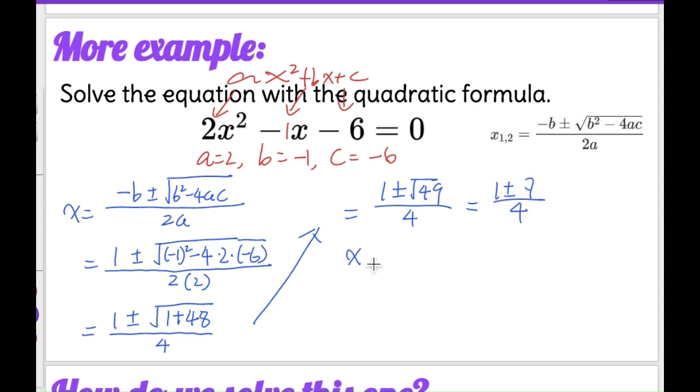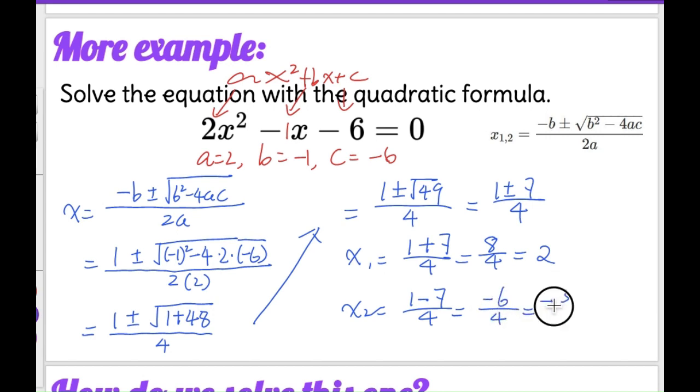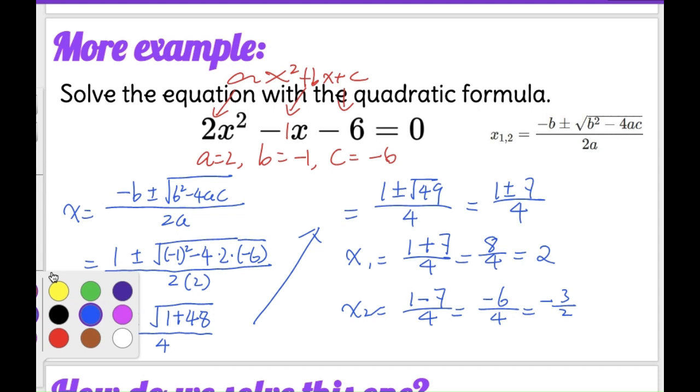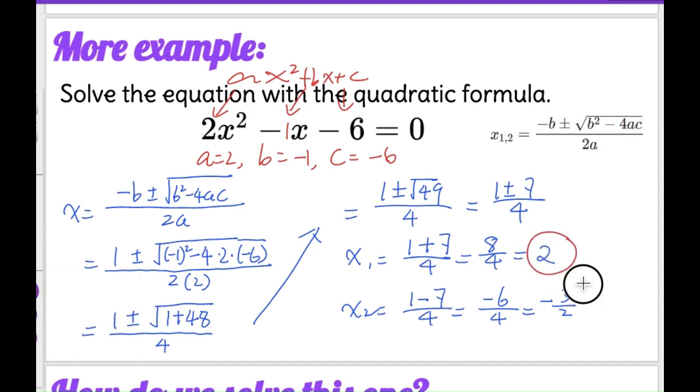So what are the two solutions I'm talking about? 1 plus 7 divided by 4, which is 8 divided by 4, which is 2. And the other solution is 1 minus 7 divided by 4. We just need to do this accordingly, and we can simplify the answer. So that's our answer, which is 2 and -3/2. This one is a little bit different from the one we worked before. We don't have a square root to simplify. However, again, we need to demonstrate the two solutions clearly.